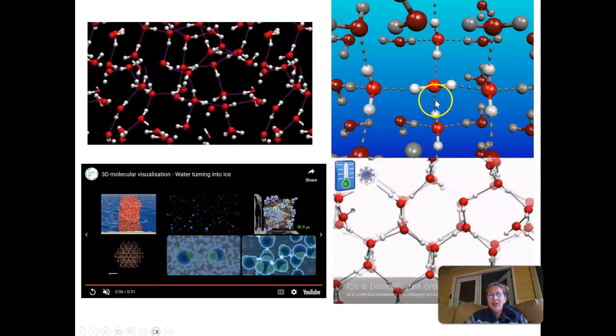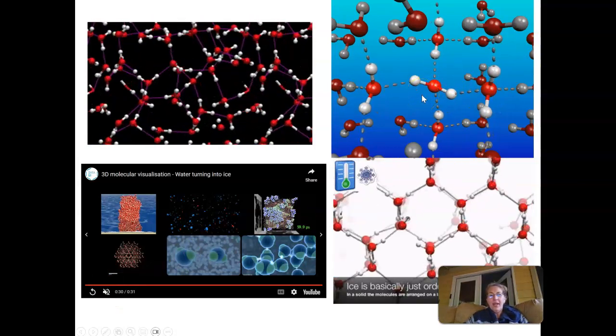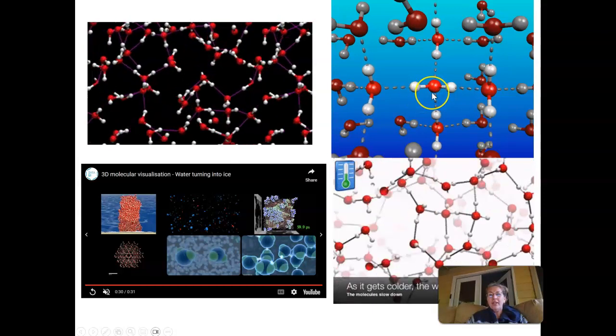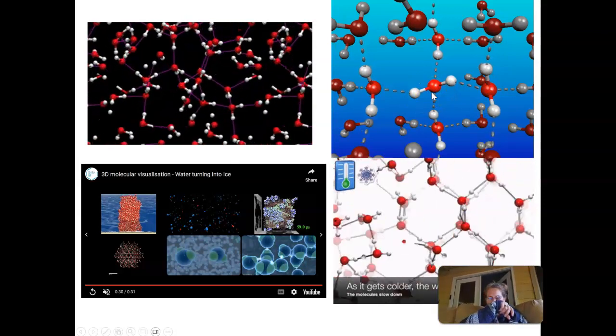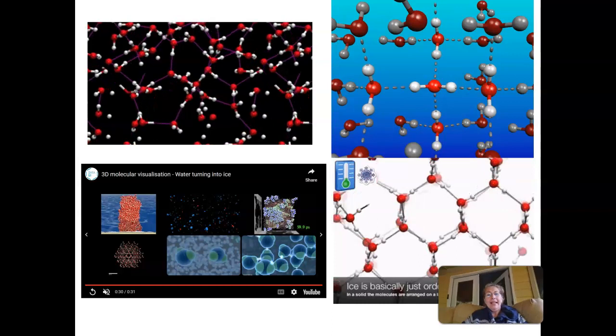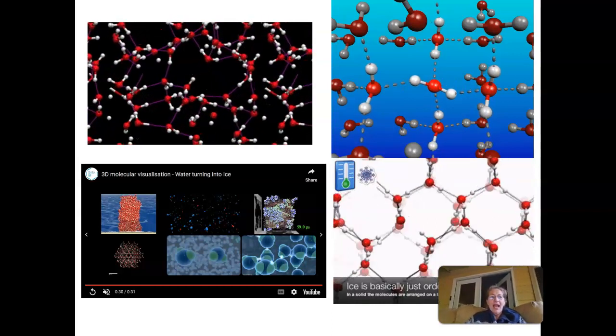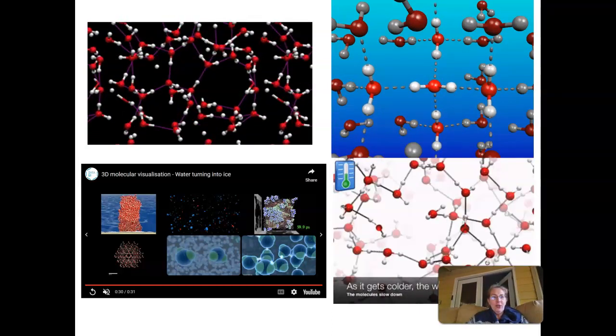So you can see here in the top right that when we have the solid, the water molecule is still moving around, but it's not moving as freely as if they weren't attached to each other.